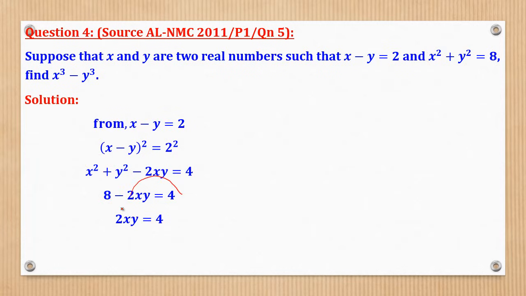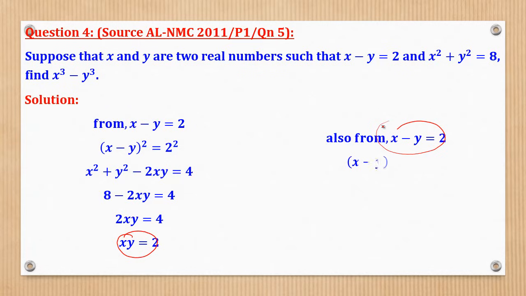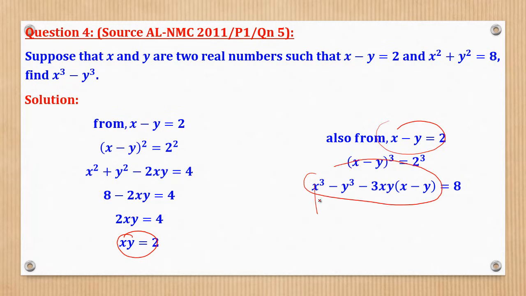When I take this one this side, I come up with 2xy. Bring this one this side, I come up with 4. Then xy will be equal to 2. So now I have xy. Also from this one, when I cube it, I can come up with this. This is an identity, hope you know it. x cubed minus y cubed minus 3xy in brackets x minus y. It is equal to 8.